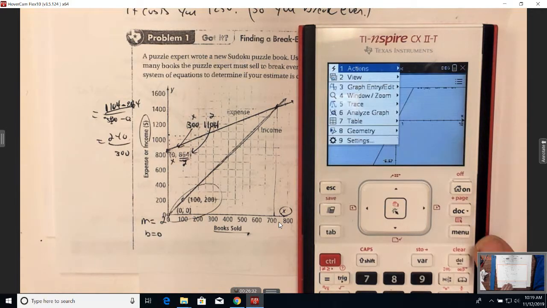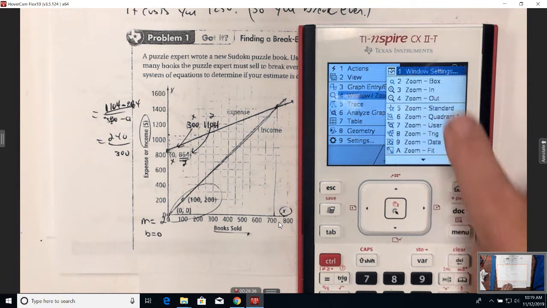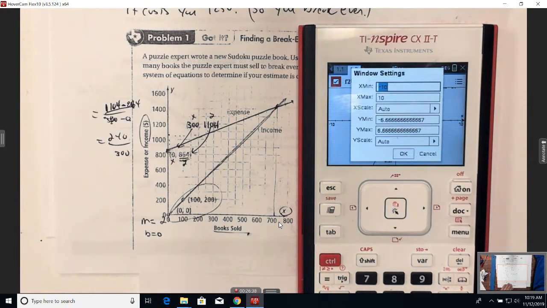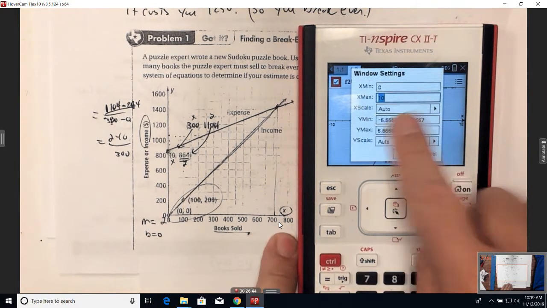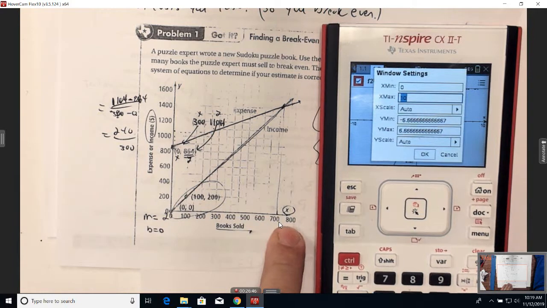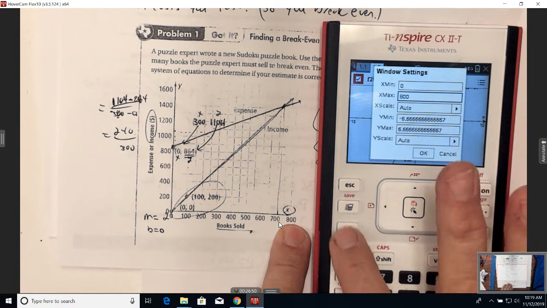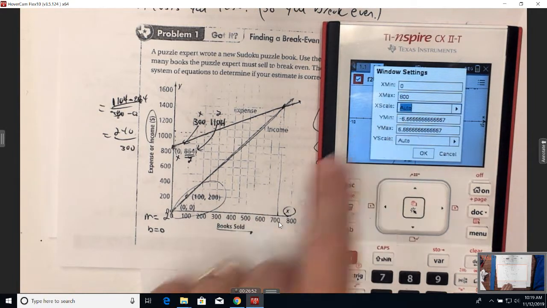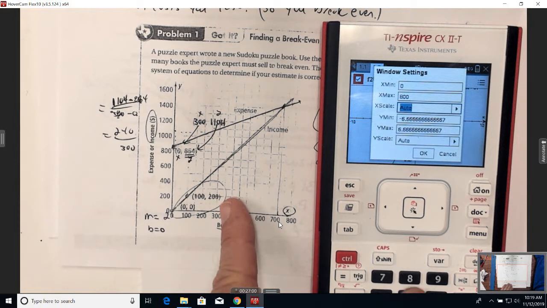Go to Menu, Window, Window Settings, which is 1. And then my X minimum is 0. My X maximum, let's just go to, looks like it's at 800. Let's just go 800. What are they counting by? That's my scale. 50, 100, 150, 200, 250, 300. So each little mark is counting by what? 50s?